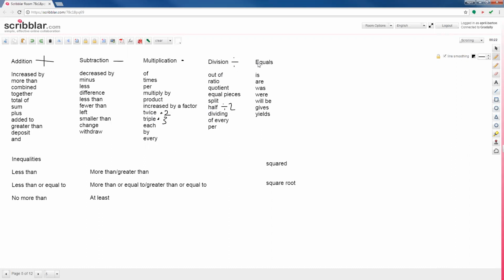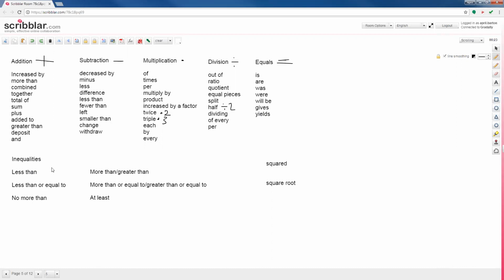And then equals actually has a lot of words as well. Equals can be is, are, was, were, gives, yields. So there are words specifically because sometimes they'll want you to set up a whole equation where you actually use an equal sign. There's also word problems where they want you to use an inequality sign, so we need to know what these all mean.